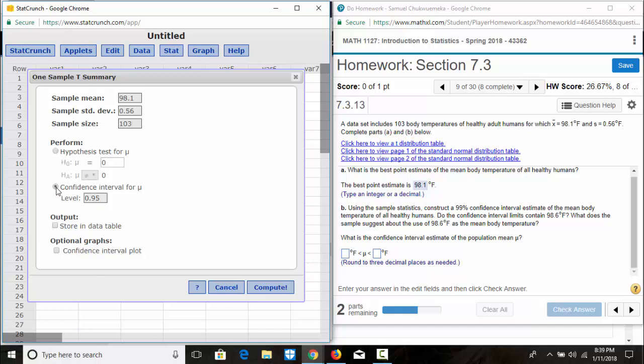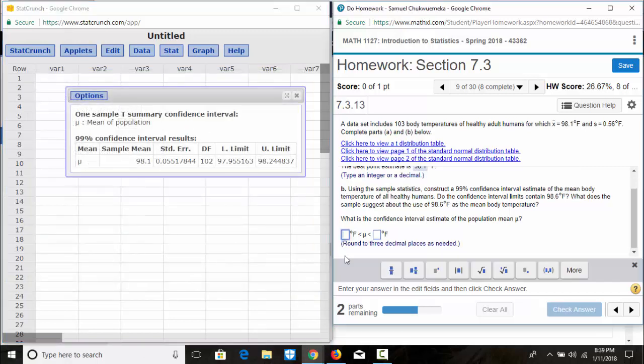You check the box confidence interval, and we are asked to construct a 99% confidence interval. So this will be 0.99 as the confidence level. Then you click compute. The lower confidence limit to 3 decimal places would be 97.955. The upper confidence limit to 3 decimal places is 98.245.